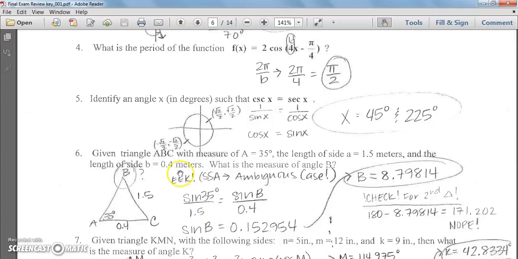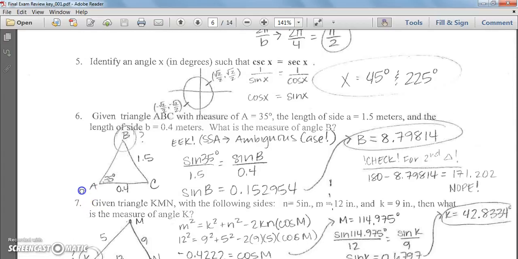So when I do this, I do the sine of 35 over 1.5 equals sine of B, which I don't know, over 0.4. I solve for the sine of B. Take the inverse sine of that, make sure your calculator's in degree mode, and I get 8.79 is my angle there. Now, check for second triangle. I take 180 minus that. That's 171. That can't happen because that's already 35 degrees. You won't usually see those a lot, but you do have to make sure that there aren't two angles there.